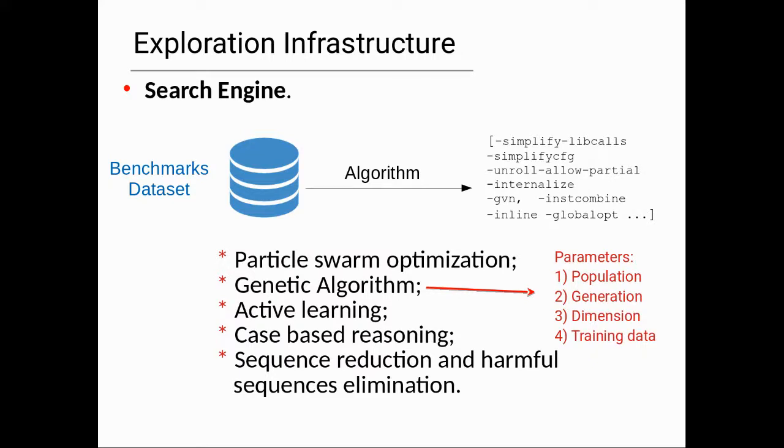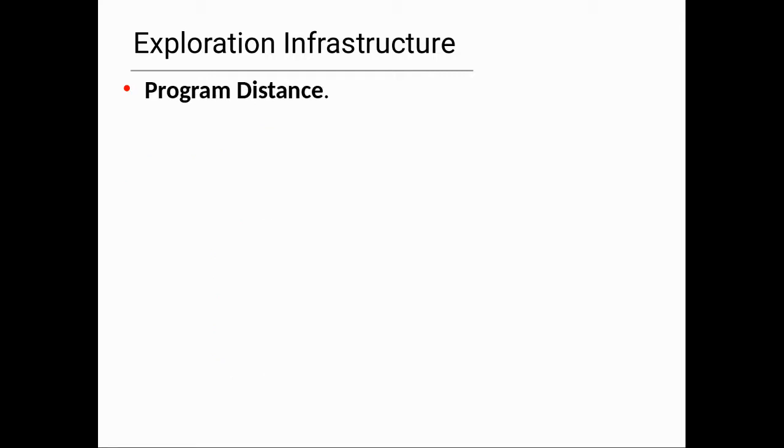YaCoS also provides a collection of adjustment parameters for most of the search algorithms. For instance, the genetic search algorithm is parameterized by its definition of population, generation, dimension, and training data. The program's distance is a measure of similarity of programs. It is calculated based on the programs' feature vectors. Programs close to each other must be treated in the same way by the model, so it can make accurate predictions for unknown programs.